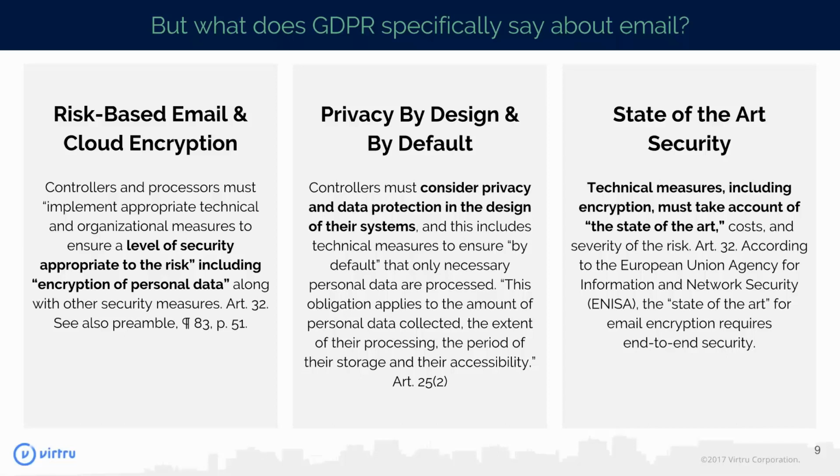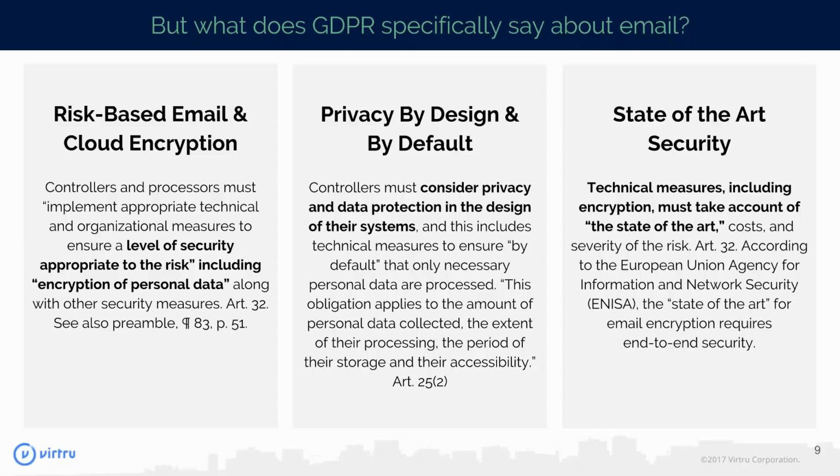So I've divided these into three different areas. One is risk-based email and cloud encryption, privacy by design and by default, and then the many references to state-of-the-art security. So this is going through very specific provisions of GDPR. It's quite a lengthy regulation, 200-300 pages long, so I've picked out some of the ones that I think are most relevant here.